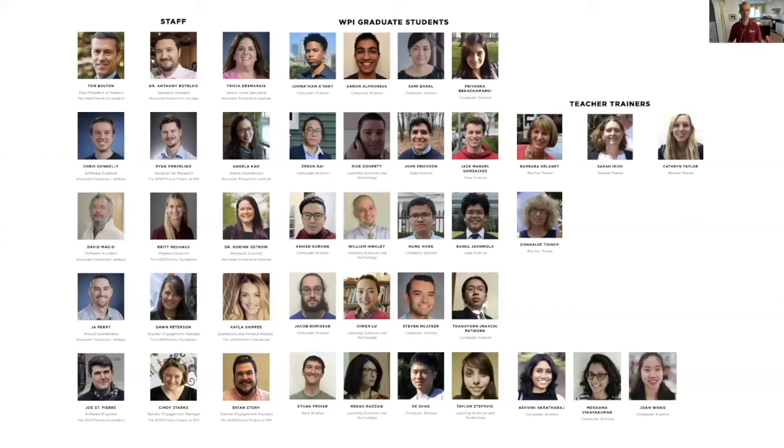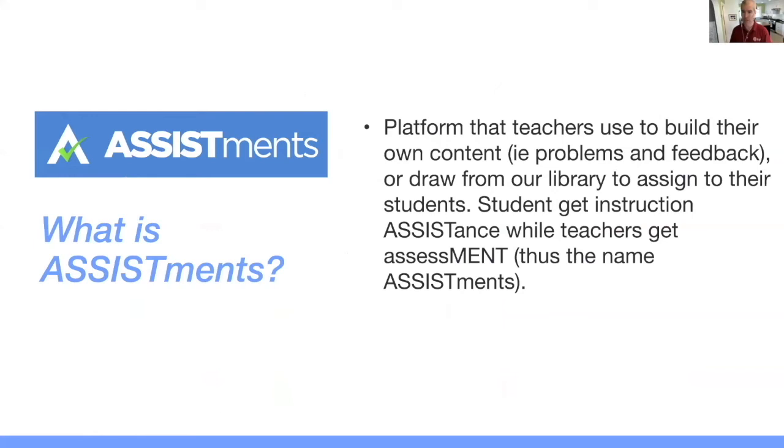But what is assessments? It's just a dumb platform that teachers can use to build their own content and assign problems. And by the way, when I say content, I really mean problems and feedback. Most of the teachers are focused on, I want to assign these problems that my kid already has, or that my school bought this textbook, or my school is using this open educational resource. I'm going to talk to you about that in a second. But teachers draw questions from our library or make their own stuff. Students get instructional assistance while teachers get assessment, thus the name assistments.